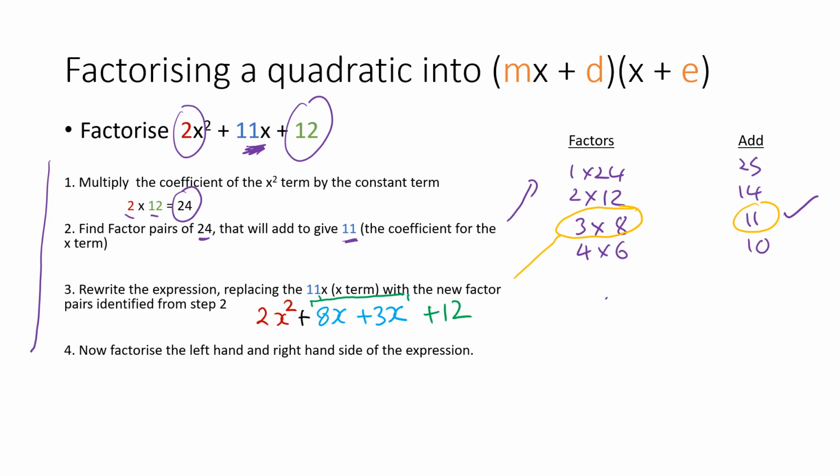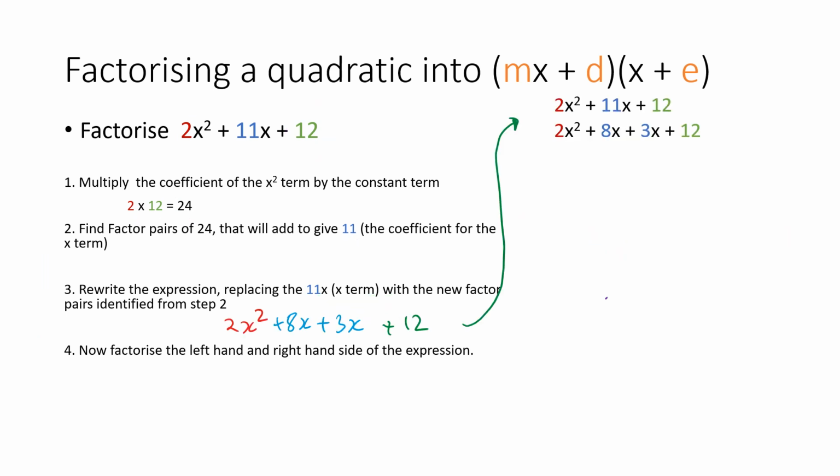You probably notice I put the 8x rather than the 3x first. The reason is I know 8 and 2 can factorize. If I were to put 3 here, these will not factorize, and I'll come back to this later in a few minutes. So you can see I put the original expression 2x squared plus 11x plus 12, and underneath I've written the new expression following finding the factor pairs. For the 11x we have replaced it with 8x plus 3x.